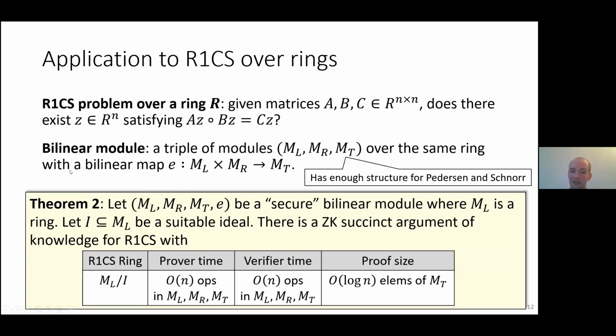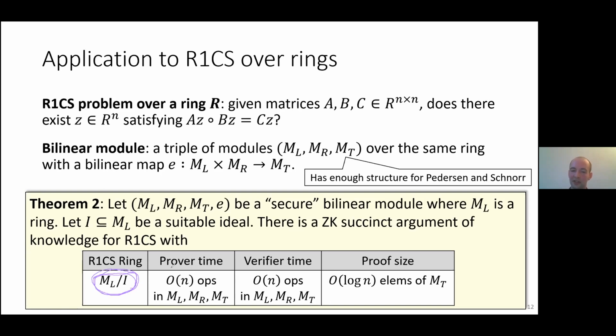R1CS over certain rings. So whenever we have a bilinear module, which has some kind of extra security properties, and whenever this left message space is also a ring, then we'll be able to get an argument for R1CS over not the original ring, but a closely related quotient of this ring.